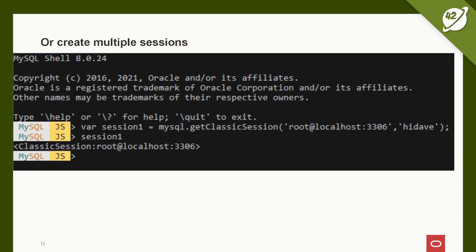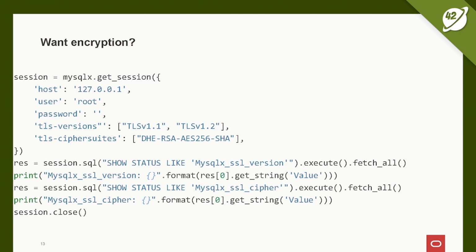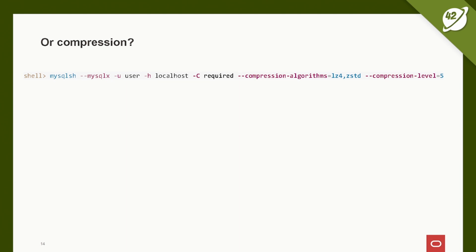Now, this example is in JavaScript where we're having session 1, which we say we're going to do a classic session, which will port to 3306, account name and password. Now, if I want a second session to generate data and feed it to the first session, no problem there. Oh, by the way, if you want encryption, you can specify how you want it, where you want your definitions for all this stuff. In this example, we're accepting TLS 1.1 and 1.2. Well, by default, compression is turned on, but if you want to specify your algorithms like LZ4 or Zstandard and the level of compression, you can do that.